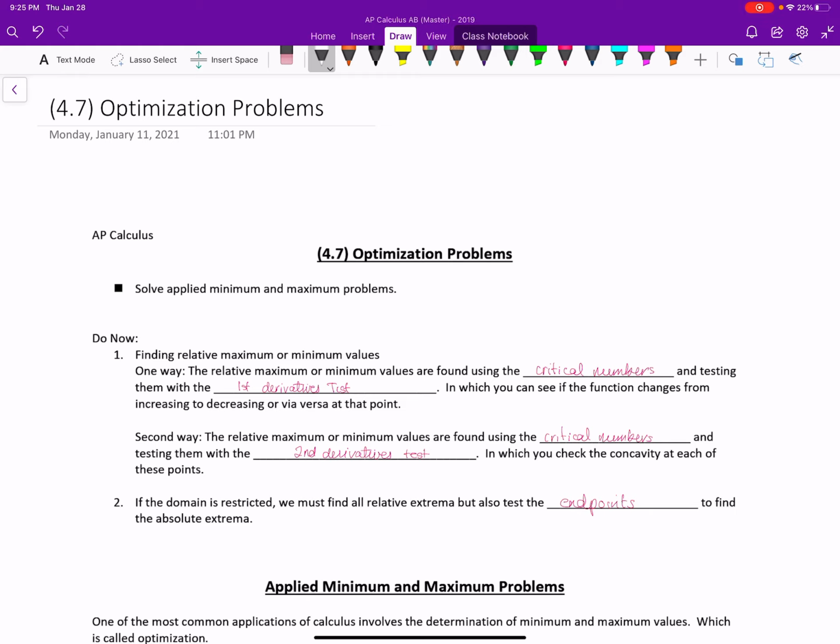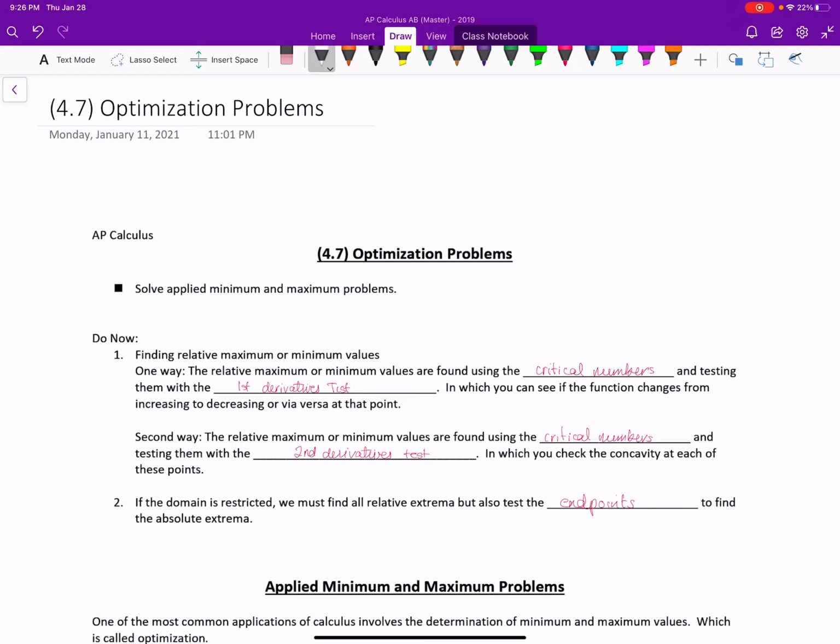A second way to find the relative max and min values is using the critical numbers and then testing with the second derivative test, in which you check for concavity at each point. So if the second derivative is positive and the first derivative was 0, that means it was concave up, so it must have been a relative minimum there. And if the second derivative was negative, then the function must have been concave down at that critical number, so that must have been a relative maximum.